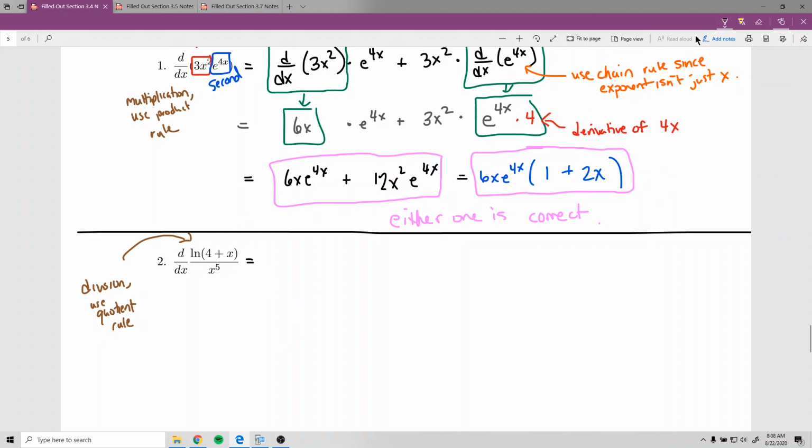And the quotient rule, remember what that says is we do the derivative of the top. So the derivative of ln of 4 plus x times the bottom, x to the 5th, minus, right, it starts off looking a lot like the product rule, because we have a minus. Then we write the top times the derivative of the bottom, and then divide it by the bottom, which is x to the 5th squared.